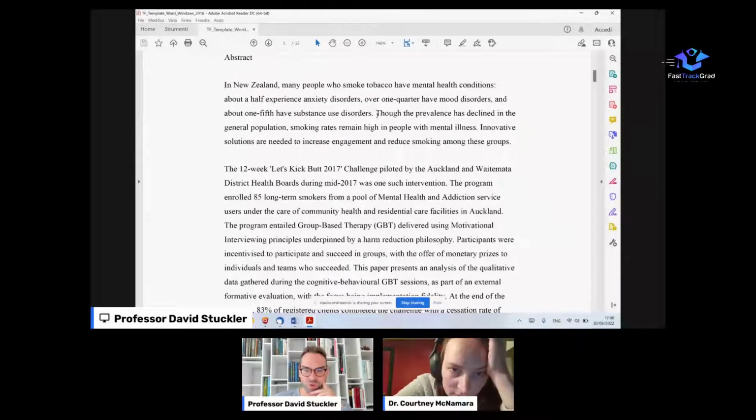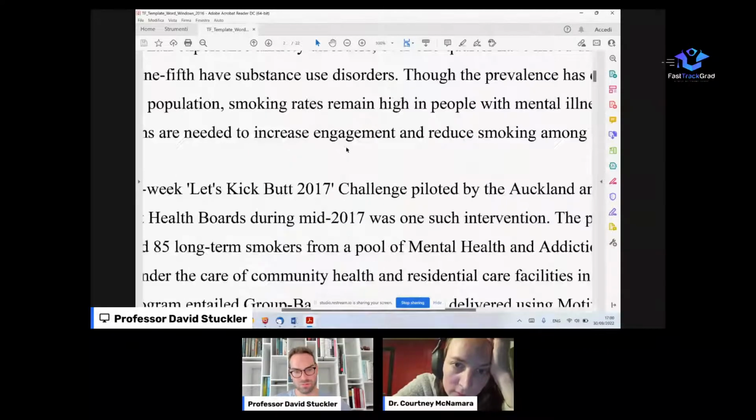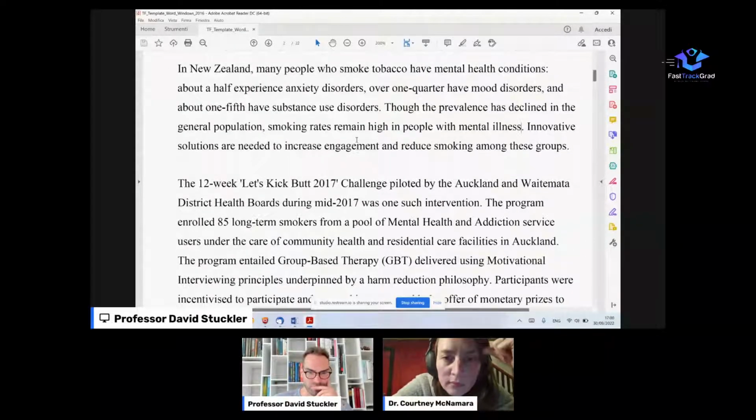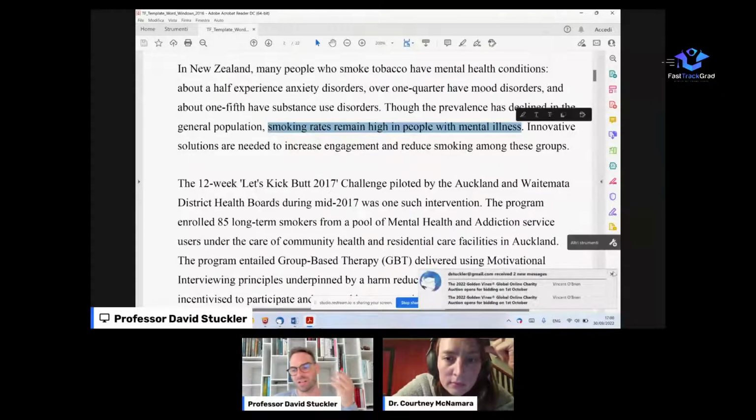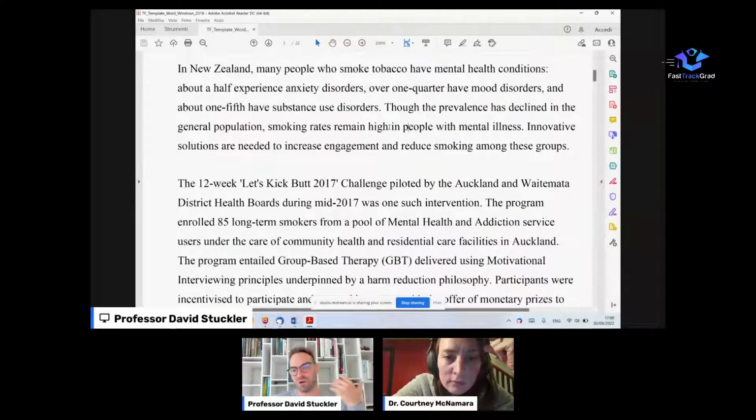So this has done a nicer job, Courtney, of framing the gap. Let me make this a little bit bigger. I would like some numbers here, something that I'd like to see more, that people with mental health problems experience greater difficulties trying to quit smoking, and conventional programs may not help them or are less effective. And then here you've got an innovative intervention that tried to overcome past challenges by doing this very innovative thing.